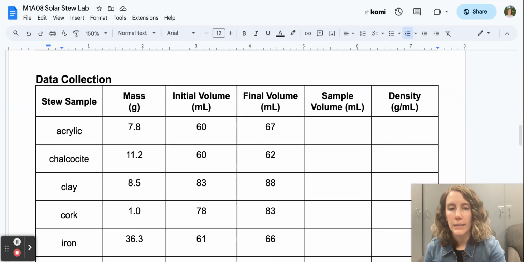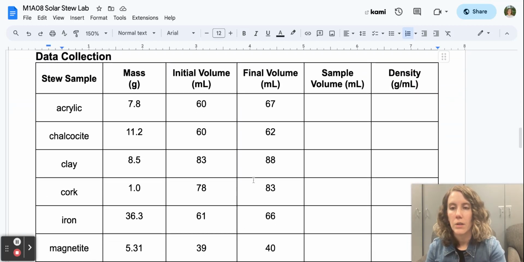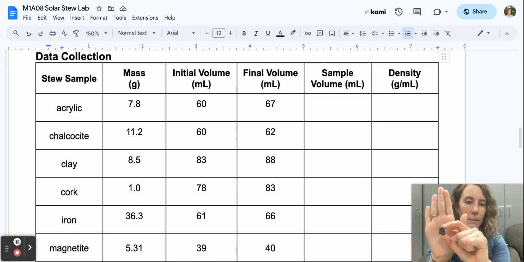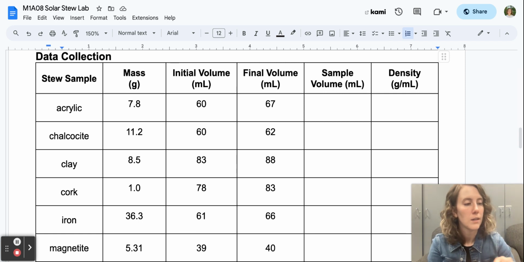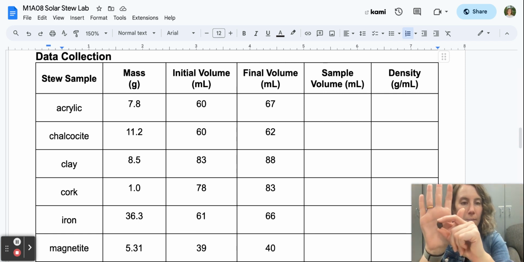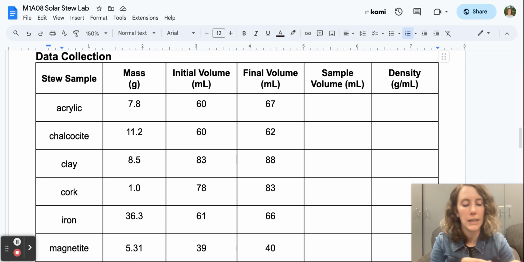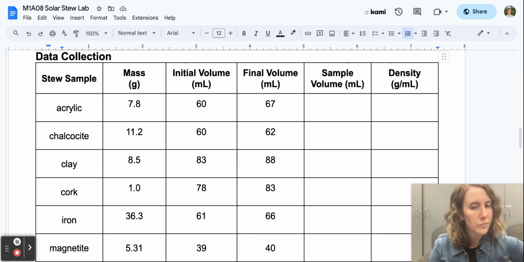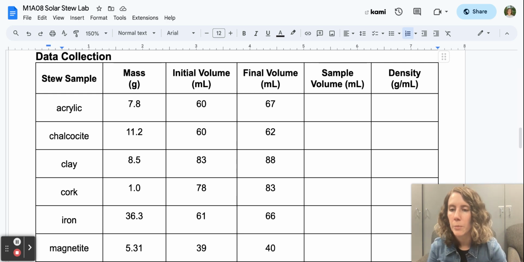I've already collected data for you here. Some of these materials you might not be super familiar with. So for example, this is magnetite, it's a mineral. This is sphalerite, another mineral. And this is chalcocite, another mineral. Other objects you're probably a little more familiar with, like iron, cork, clay, acrylic, things like that.